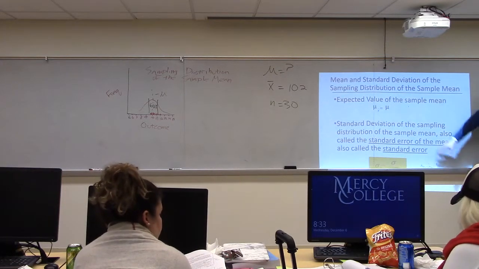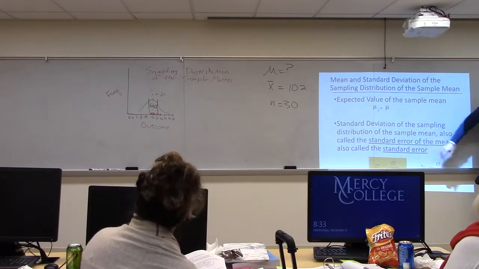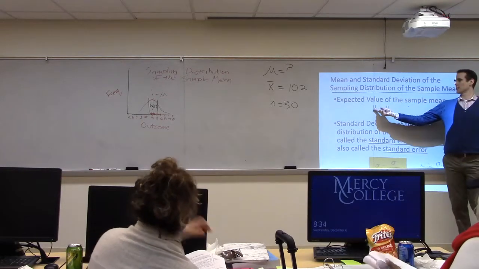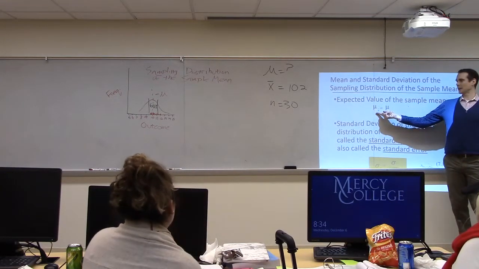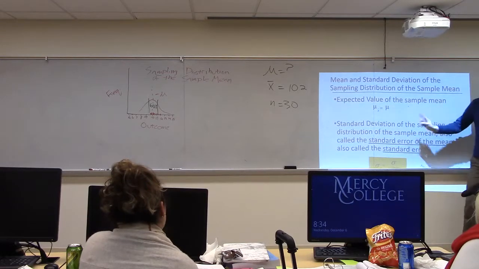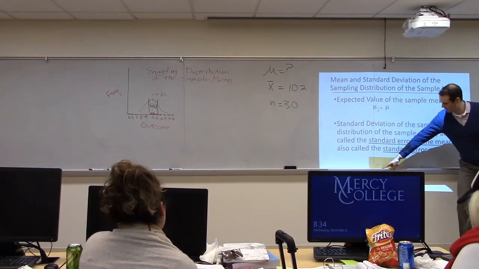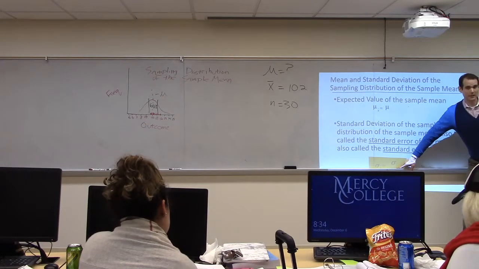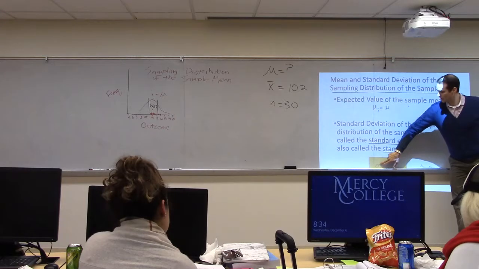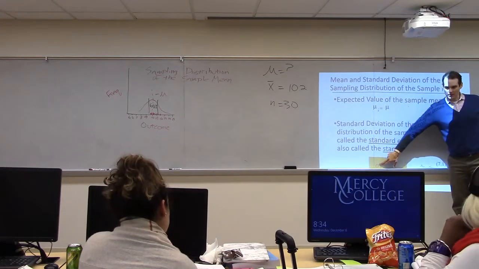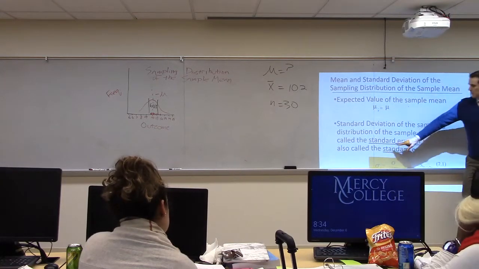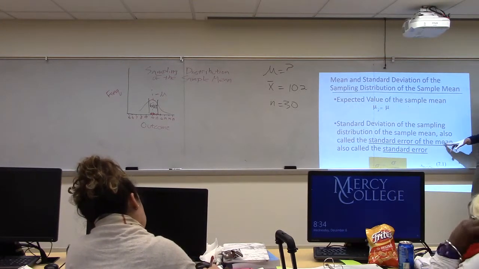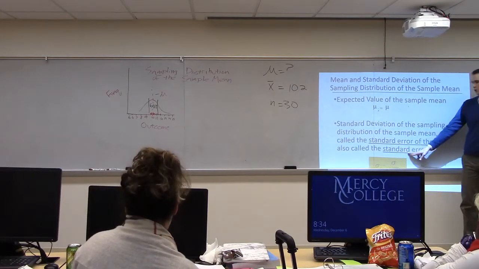This next slide says almost exactly the same thing with one little change. So the expected value of the sample mean, the mean of the sampling distribution of the sample mean, is equal to the population mean. The standard deviation of the sampling distribution of the sample mean is equal to the standard deviation of the population divided by the square root of the sample size. Now this, the standard deviation of the sampling distribution of the sample mean, can sometimes be called the standard error of the mean, and can also sometimes be just called the standard error.